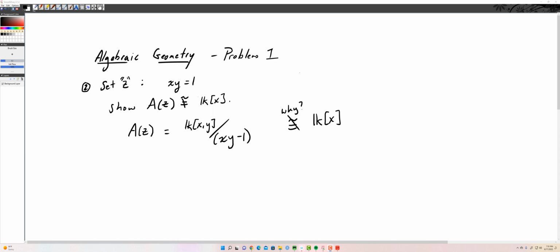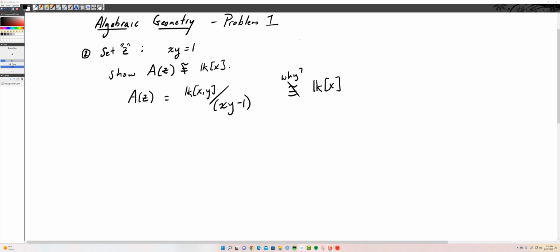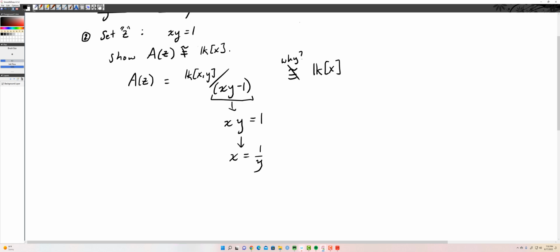This amounts to showing that this quotient here, which is our coordinate ring, is not, for some reason, isomorphic to k of x. So we need to find a compelling reason. Remember that when we are modding out by an ideal, it's the same as sending everything in the ideal to 0, sort of. In other words, I want to send all xy products to 1, which is the same thing as saying that x is kind of like 1 over y, or y is kind of like 1 over x.